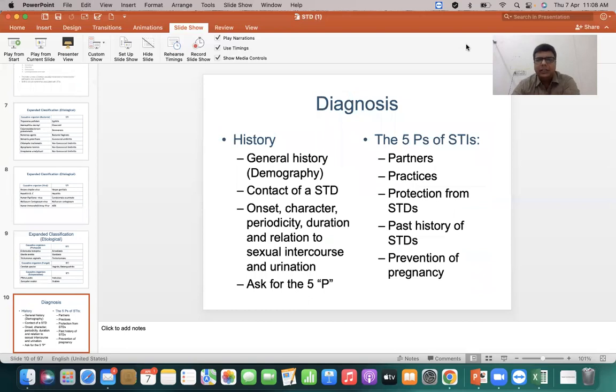For the diagnosis of STD, the history is very important. We generally take the history of where the person lives and how he has contracted the STD, and it is very necessary to take the history of onset, periods, and duration of the sexual intercourse, which is very important for the diagnosis. We generally ask the 5 P's. What are these 5 P's? Partners, practices, protection, past history, and prevention of pregnancy.